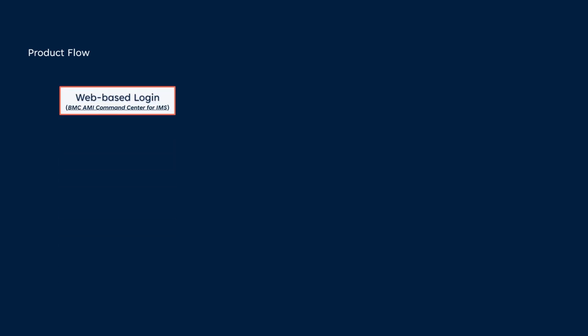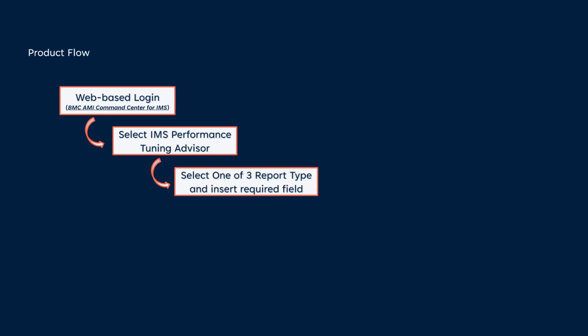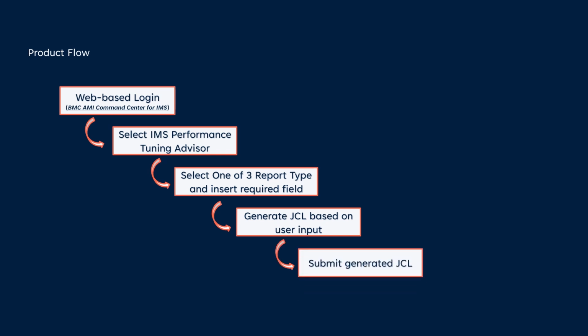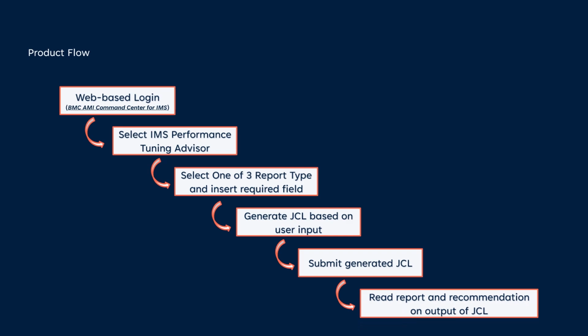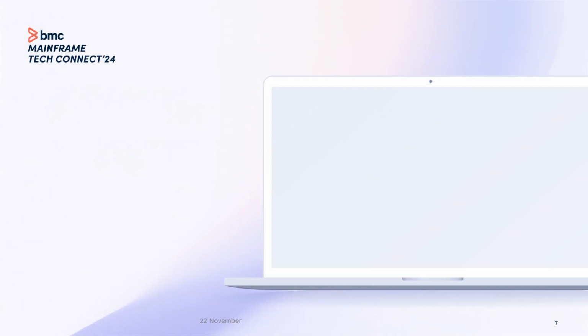Now, let's walk through how to use these new features. Access the BMC AMI Command Center for IMS web interface. Select the IMS Performance Tuning Advisor menu. The feature page will open, where you can enter the required fields and choose the report type. Then, generate the JCL based on your inputs. Submit the generated JCL, and finally, you'll receive a result report in CSV format, along with textual recommendations.